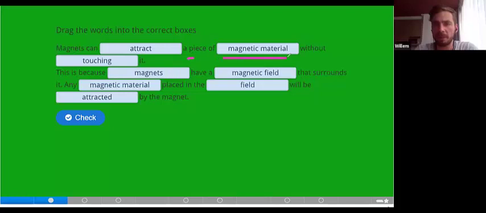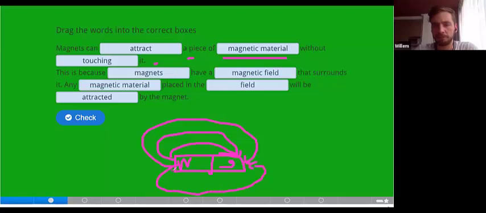So magnets can attract a piece of magnetic material without touching it. This is because magnets, this is the North Pole, this is the South Pole, they have magnetic field lines that start at the North Pole and go into the South Pole. Anything that moves into this magnetic field would immediately be attracted to the magnet.